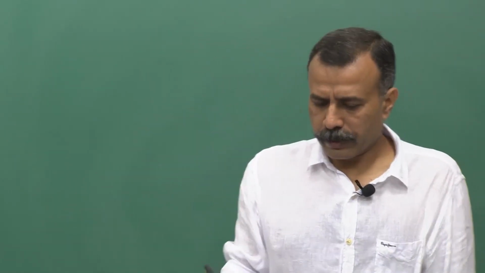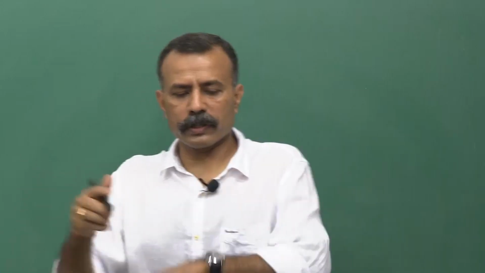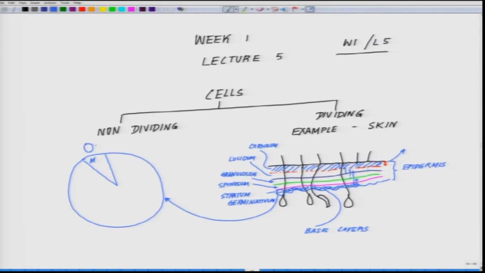Now, having said this, let us talk about the cell cycle process. This individual cell can go through a process of mitosis. The M phase is what we call mitosis. In mitosis the chromosomes separate out and two daughter cells are formed. So this is the cell, here is the nucleus, its chromatin condenses and the two daughter cells are formed.